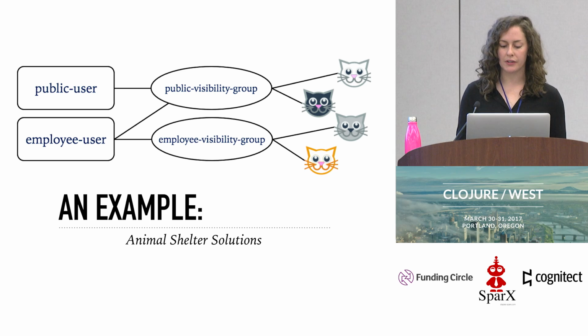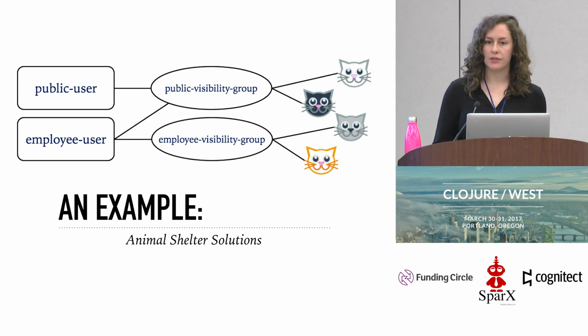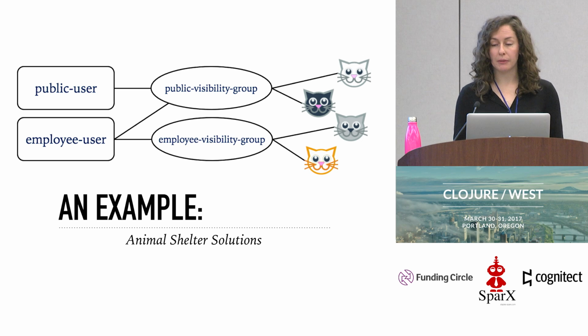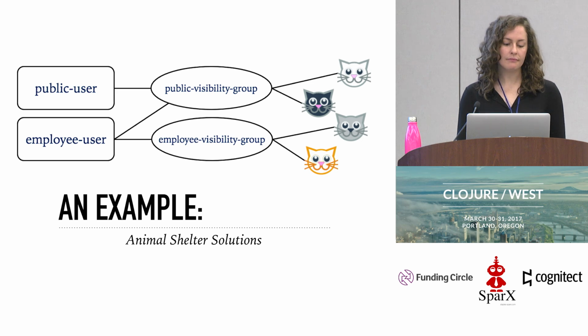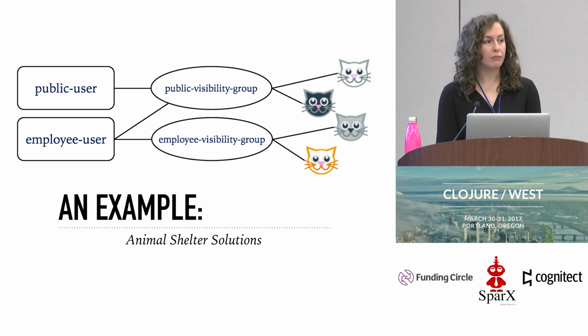If we look at the public user, they are in or have an association to the public visibility group. And by being a member of that group, we're able to see all of the animals associated to that group. But they will not be able to see animals associated to the employee visibility group. The employee users would be a member of both groups, and so they could see all the animals.